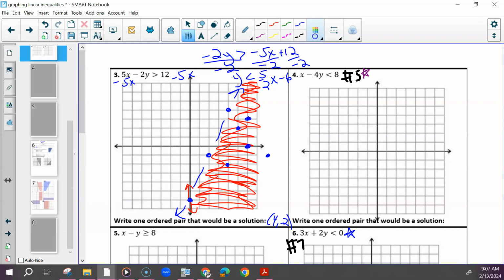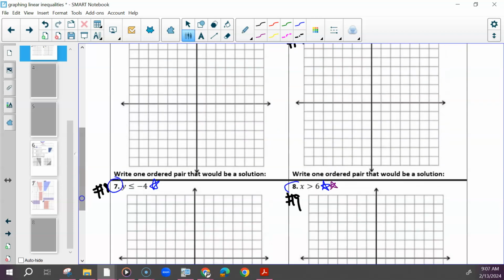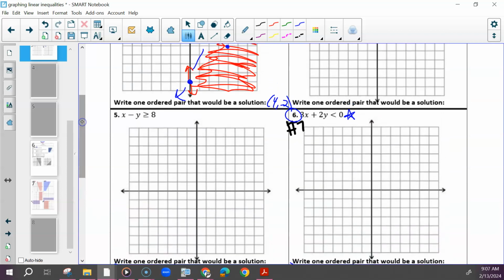Okay. On this page, do we have any other questions that we want to go over? Number 6. Any others? Seven. What were you going to say? Alright, we'll do those 3 and then we'll move on.